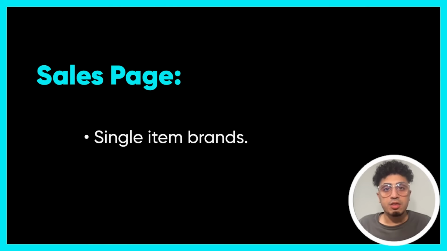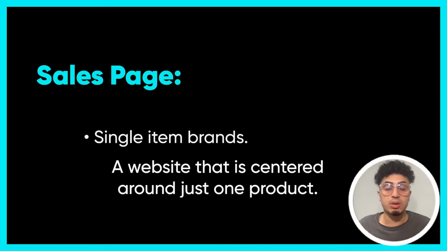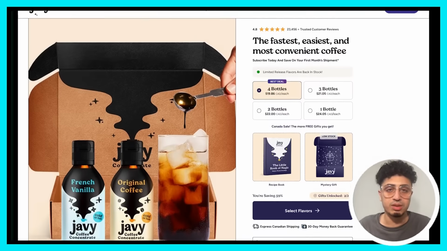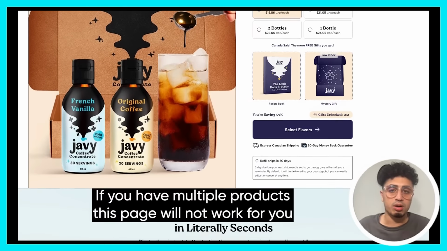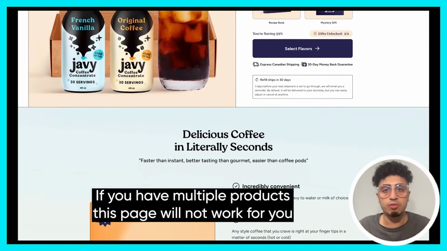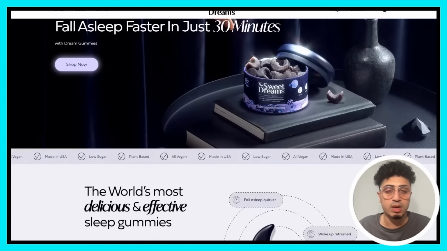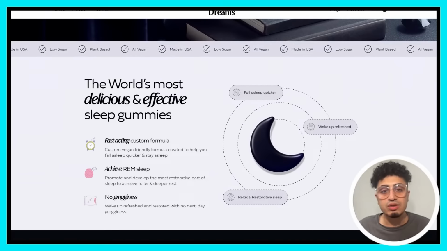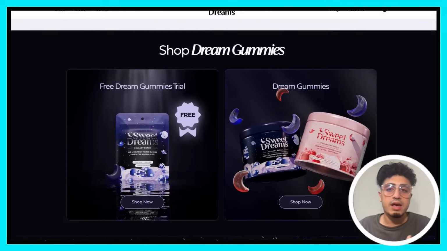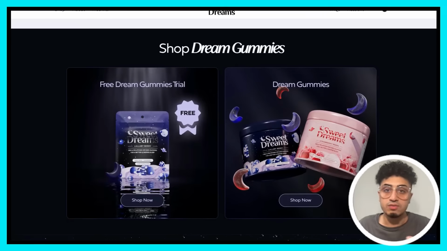Now moving on to the third layout you can select from, this is what we call a sales product page. A sales product page is basically a website that's centered around just one product and one product only. Meaning, if you have multiple products, this is a page that will not work for you. But if you have one product, you can have a homepage, product page, about us page, contact page that is all centered around this one product. And we've seen it be very, very effective when it comes to conversion rates.